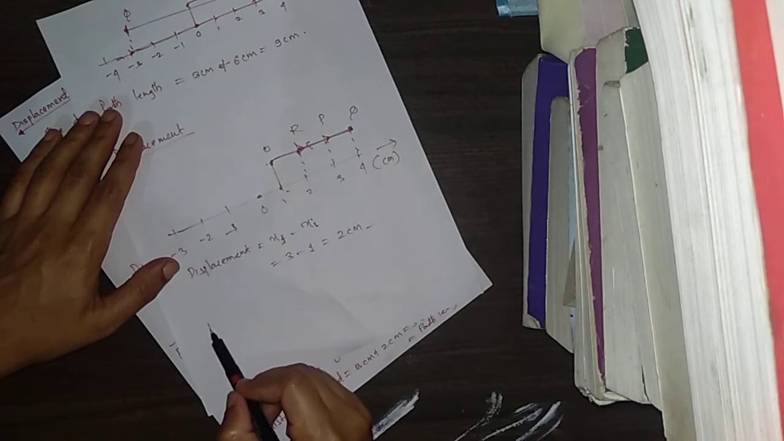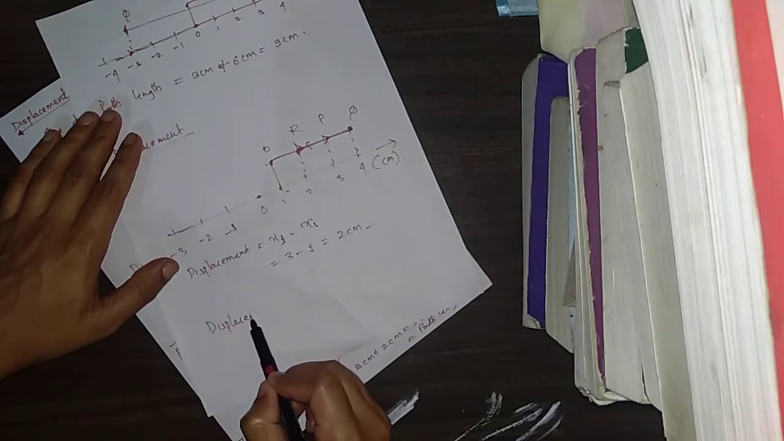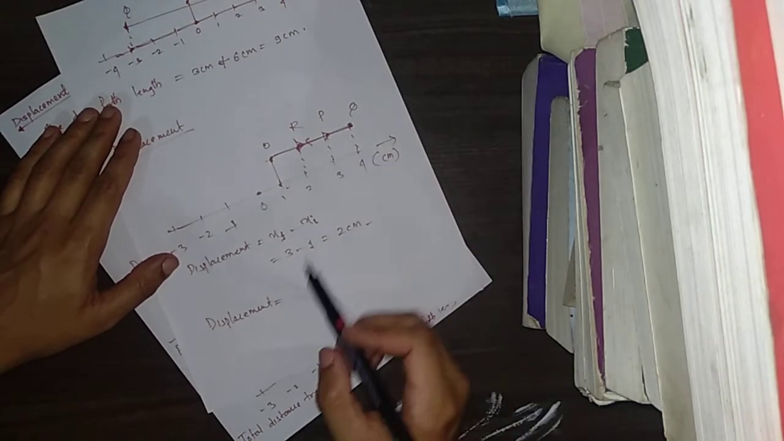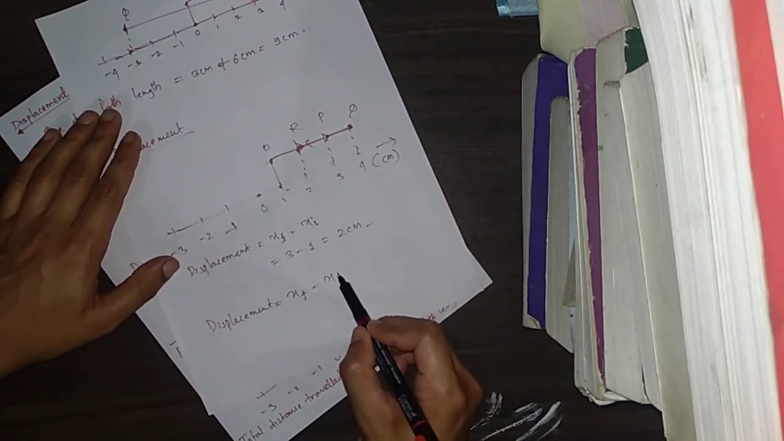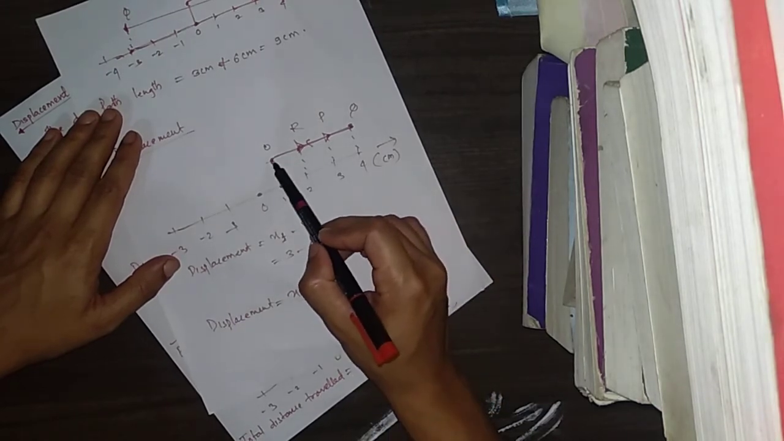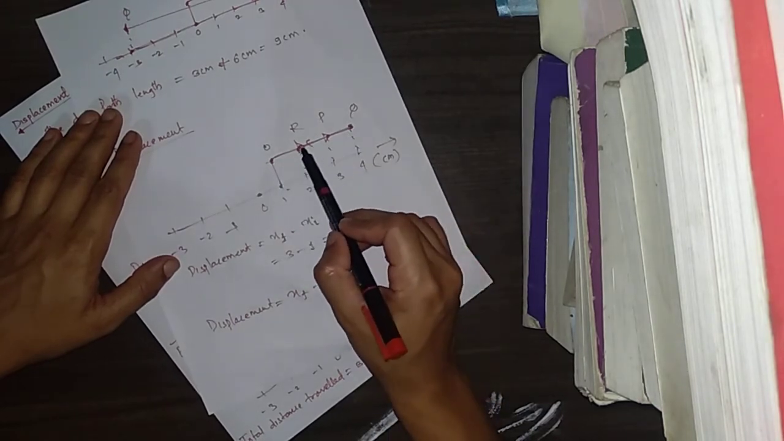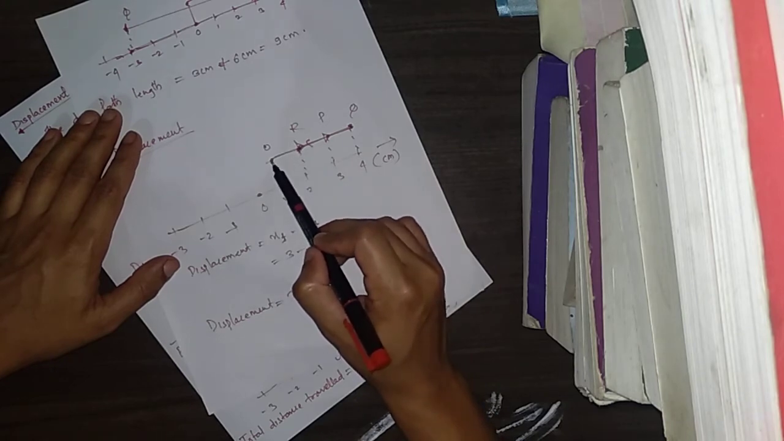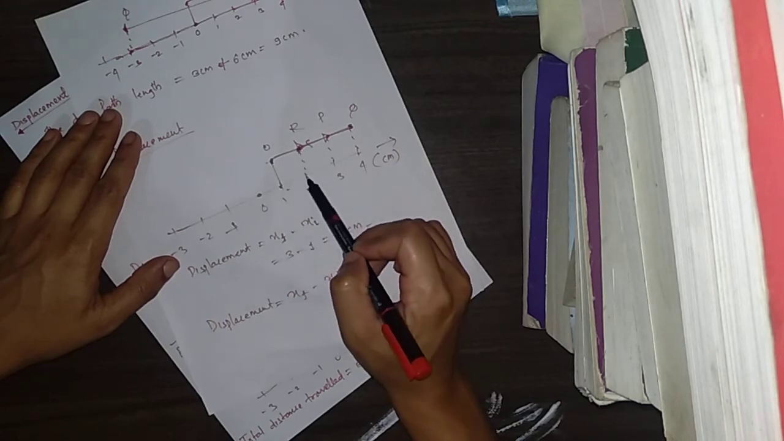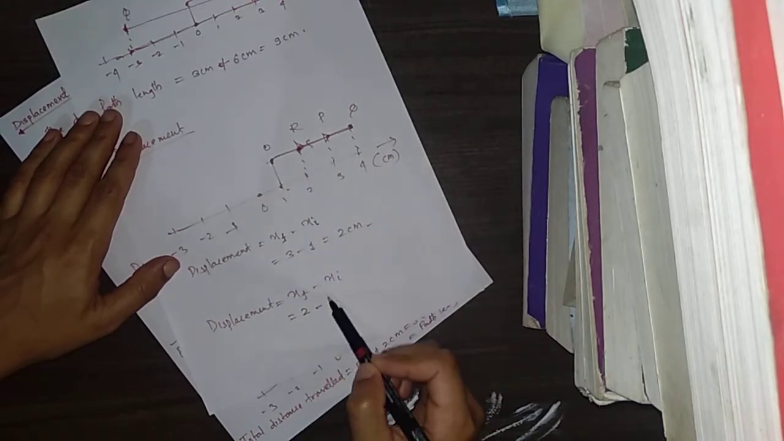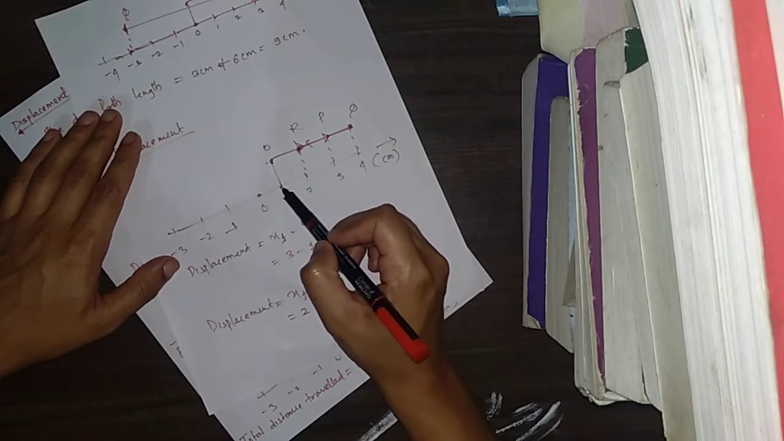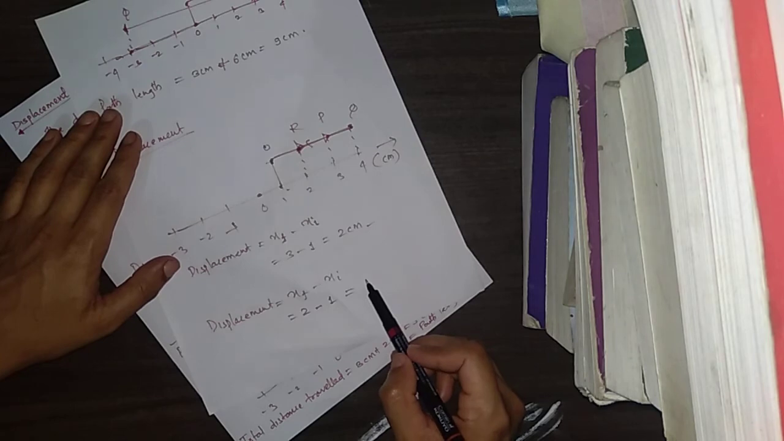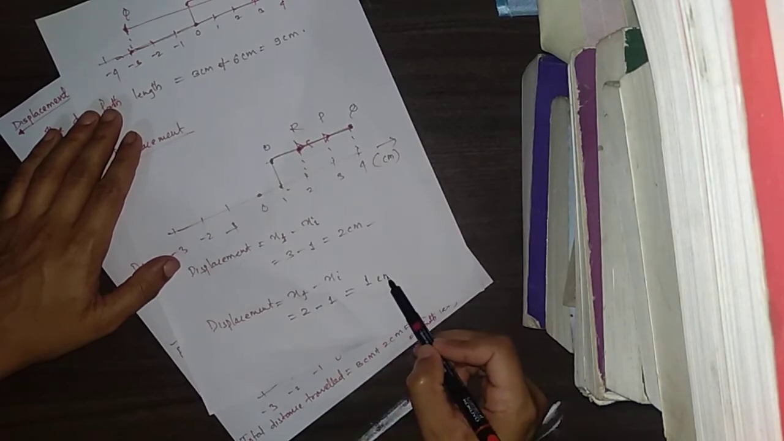So what is displacement in that case? In that case you need to see only the initial and final position. So displacement will be final position minus initial position. Initial position was O, then it moved to Q, and finally it reached R. That means final position is R, that is 2 centimeter, minus its initial position O, that is 1 centimeter. That means its displacement is 2 minus 1, that is 1 centimeter.